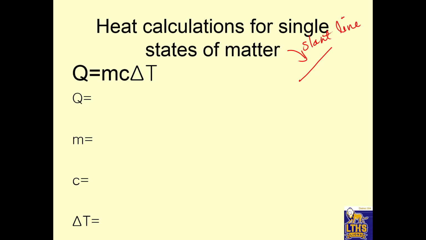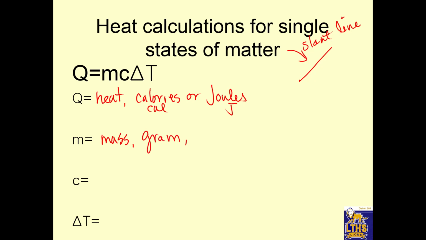What are the variables? Q is heat, and heat is measured in calories or joules, calories CAL, joules J. M is for mass. Mass is measured in grams, and the symbol is G. C is the specific heat capacity, or specific heat. Sometimes we say capacity, sometimes we don't.